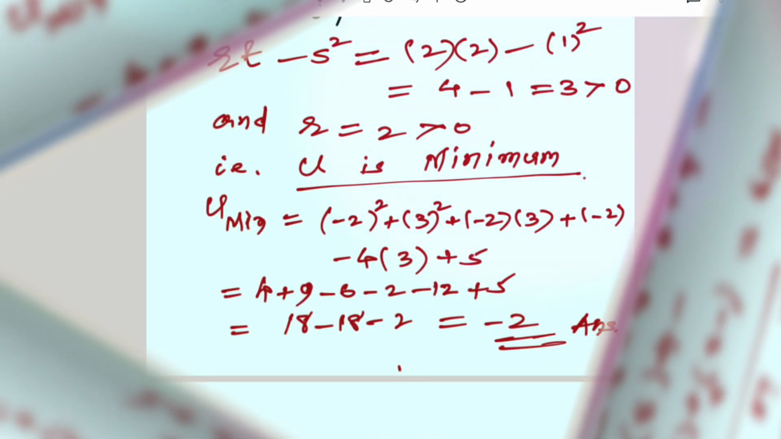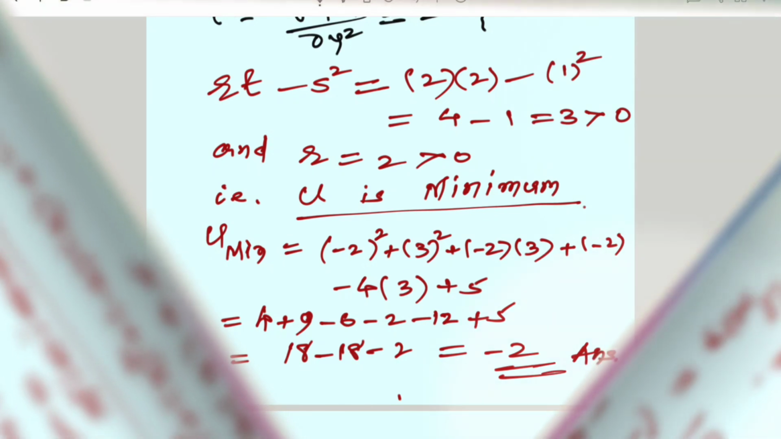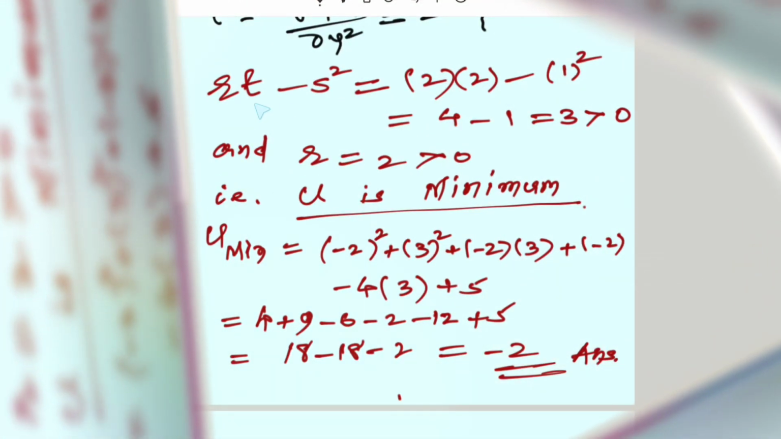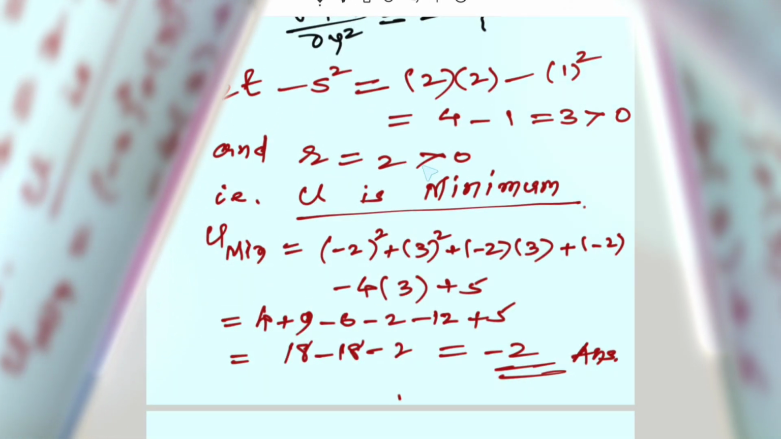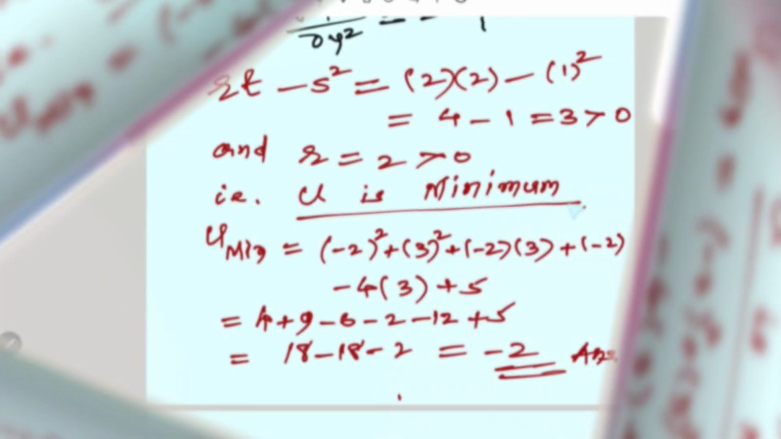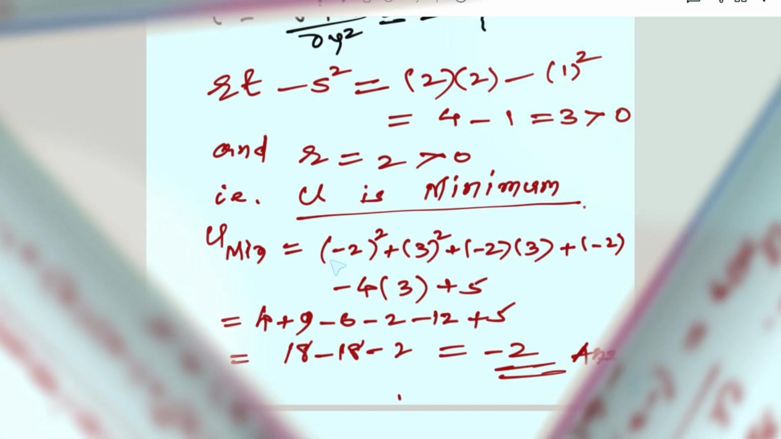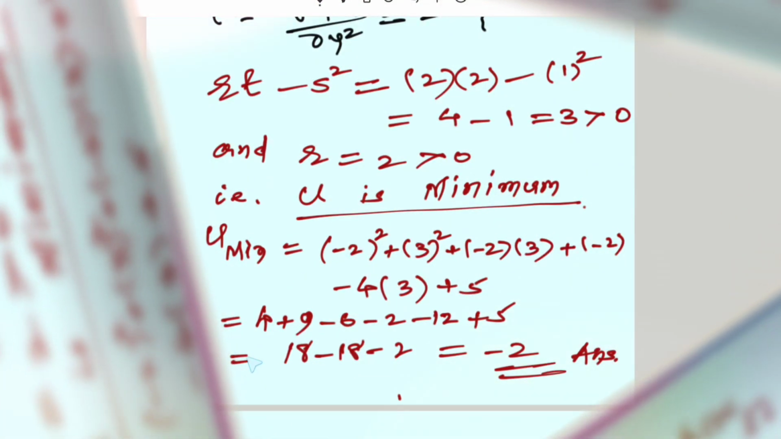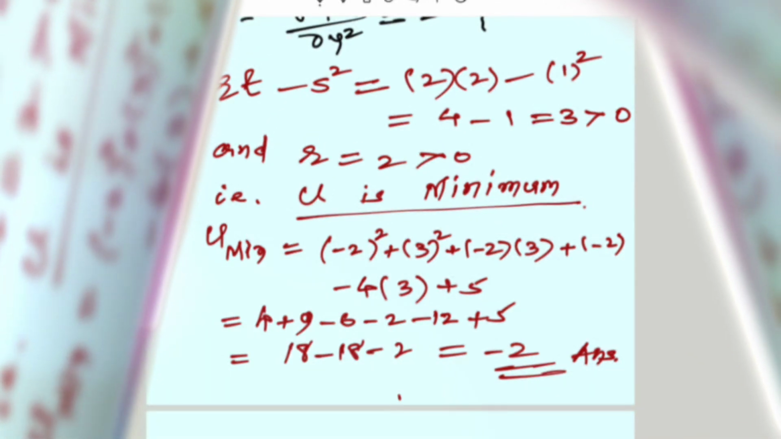Therefore, in the required answer, first of all we have to check whether there is a maxima or minima. As per this condition, when rt − s² is greater than 0 and along with that r is greater than 0, we get the minimum value. That is the first part. And the second part, find u minimum by substituting the value of x as −2, y as 3 in the given u. We get the value as −2. That is the required answer.